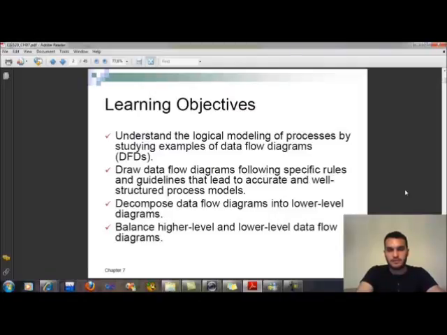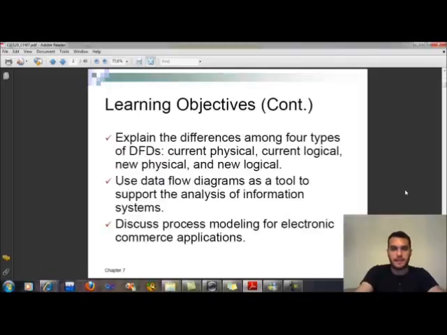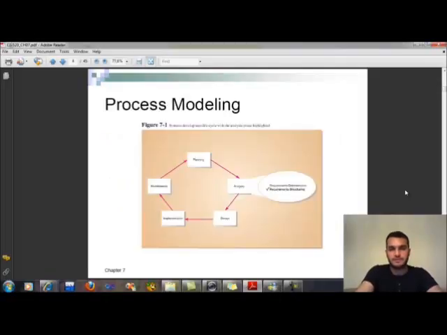Decompose data flow diagrams into lower level diagrams. Balance higher level and lower level data flow diagrams, and explain the differences among four types of DFDs: current physical, current logical, new physical and new logical, and use data flow diagrams as a tool to support the analysis of information systems. Discuss process modeling for electronic commerce applications.